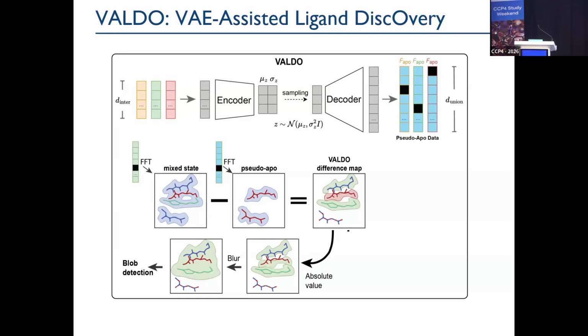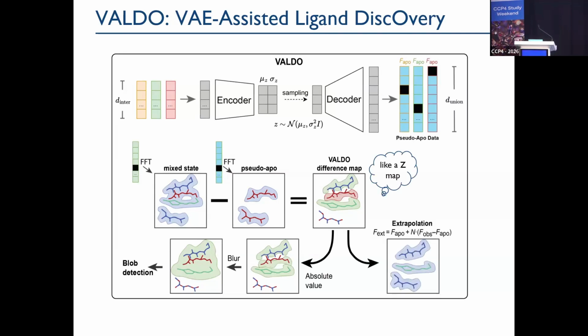Then we do a pretty hacky approach where we take the absolute value and blur it to give us big blobs that we use to detect our hits. So that part is a little bit primitive. You can think of these difference maps as being an analog of Z maps in Panda. And the other thing we do is we apply an approach from time-resolved crystallography, which is to do extrapolated structure vectors and calculate extrapolated maps. That's equivalent to an event map. So I'm going to call them Z maps and event maps for simplicity for now.